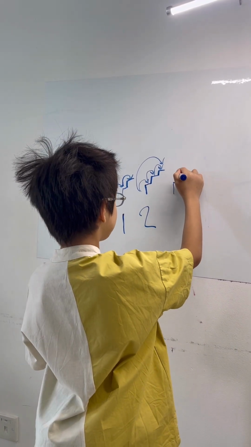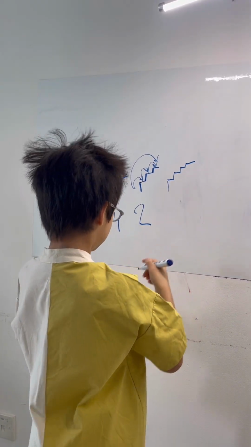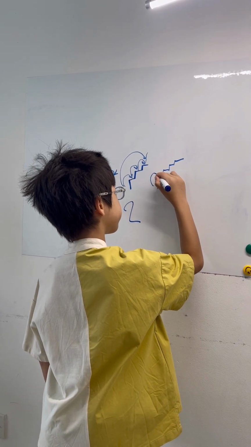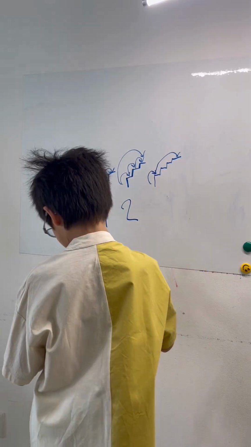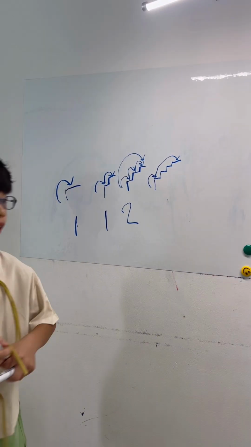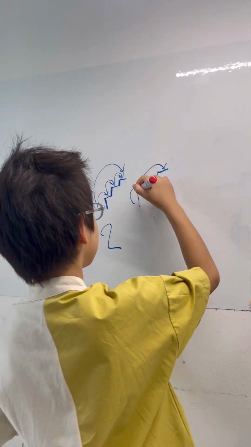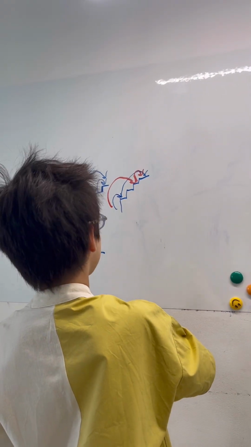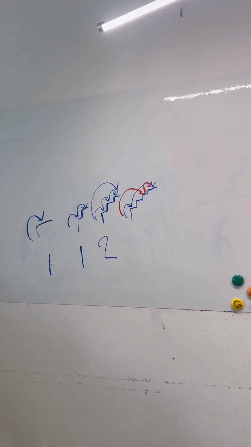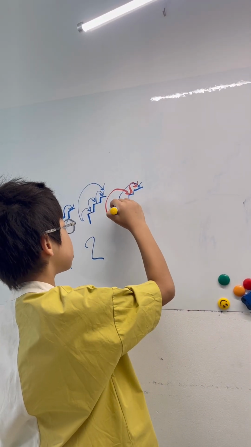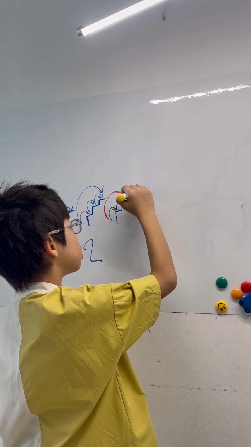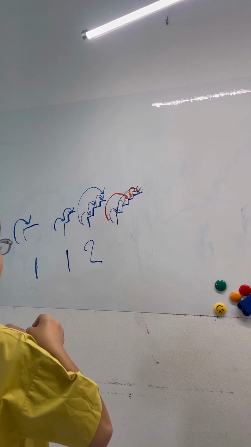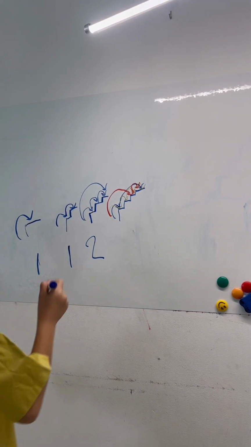If there's 4 steps, you could still draw it out. First way like this. The second way like this. Or you could take small steps like that. And then that means there are 3 ways.